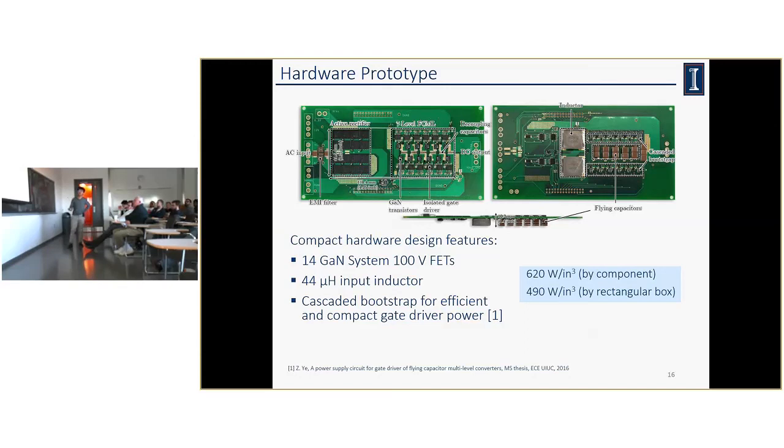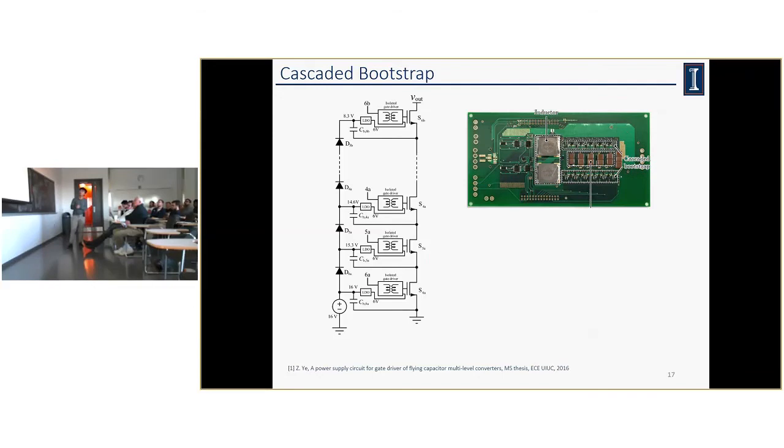We have a very efficient, compact bootstrap circuit for gate drive power, and we'll show you in the next slide. So basically, this is the flying capacitor multi-level switches. This is the highest switch, and this is the low side switch, and then to provide the gate drive power, for example, if this switch is on, the 16 volts will charge this capacitor and then go through this LDO and then provide the power to the isolated gate driver. It goes in a cascaded fashion, so if these two switches are on, it charges this cap and provides the power to the next level's switch.